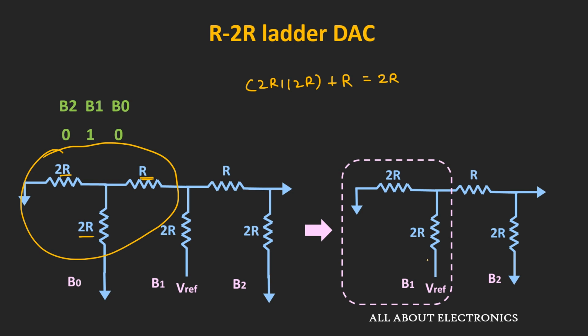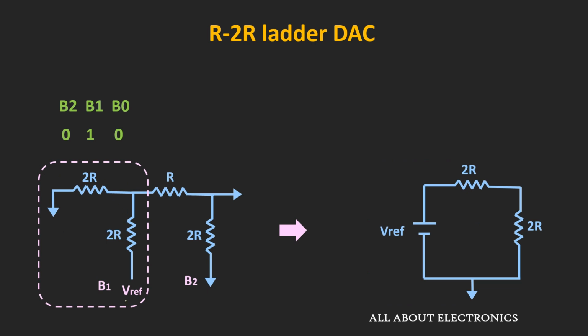Now to minimize the circuit, let us find out the Thevenin's equivalent circuit for this portion. And this portion can be redrawn like this.